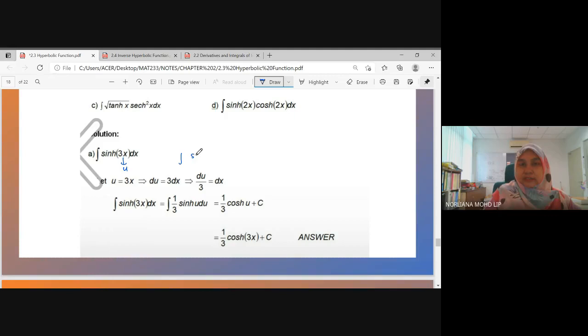We want to integrate sin 3x dx. Okay, we want to convert it in terms of u. So the dx you substitute with 1 over 3 du. So we get 1 over 3 du. And then sin 3x equals hyperbolic sin u. Okay, and then integrate this function. So we get 1 over 3 hyperbolic cos u. So substitute u back with 3x. Like this.